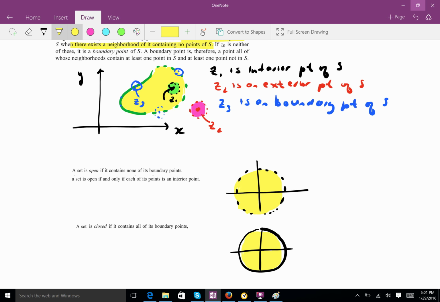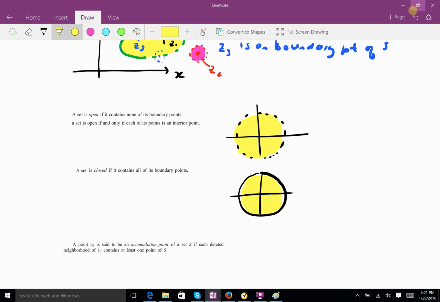Because remember, well, this is just a definition of closed. It's closed if it contains all of its boundary points, right? So this is going to be a closed set. Okay. All right.